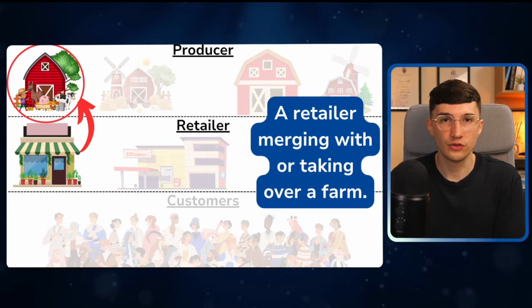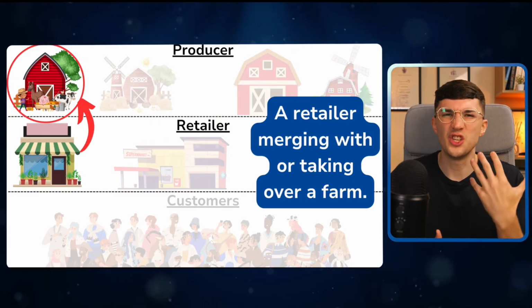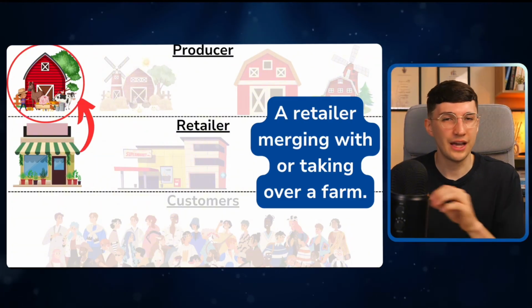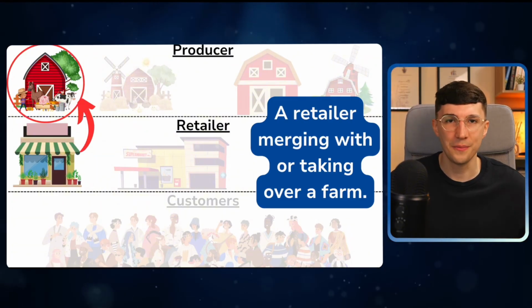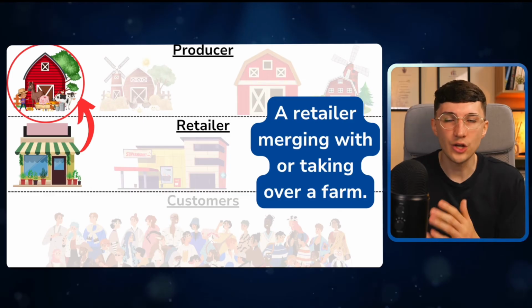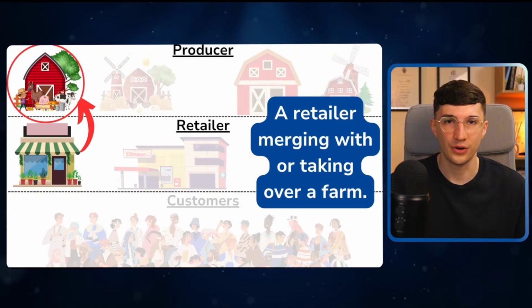Because if I take over a supplier and they may produce a really unique resource, well, if I've taken over that supplier, I'm not going to let any of my competitors get their hands on it. So I could increase those barriers to entry, reducing the threat of new entrants.